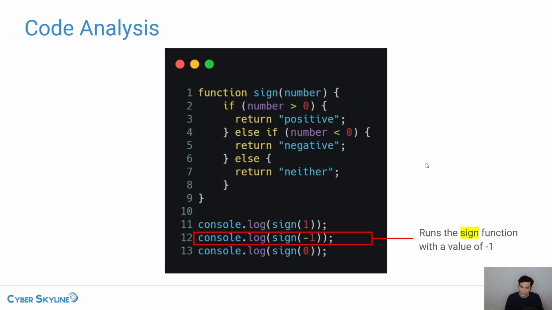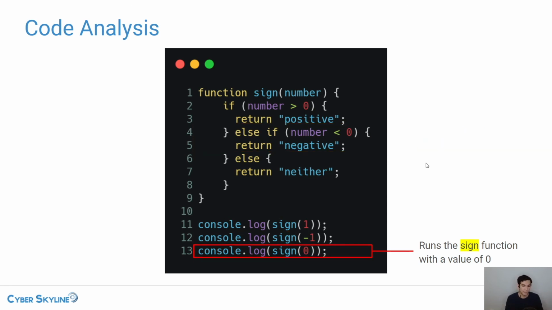So let's go on to line 12. We run the sign function with the value of -1, which means that number is now -1. And so in line 2, number is not greater than 0. And so it moves on to line 4. And in this circumstance, number is less than 0. And so sign returns the word negative. And so when we call sign with the value of 0, number is 0. 0 is not greater than 0. 0 is also not less than 0, which means that we print out neither.